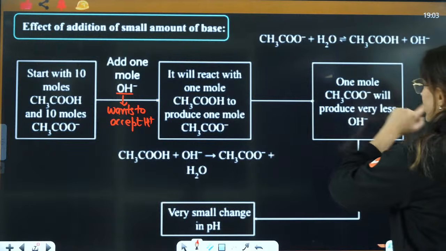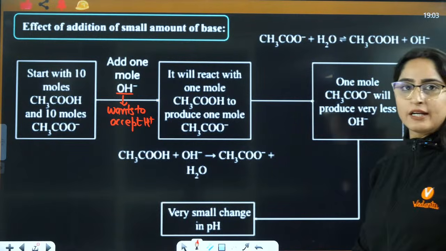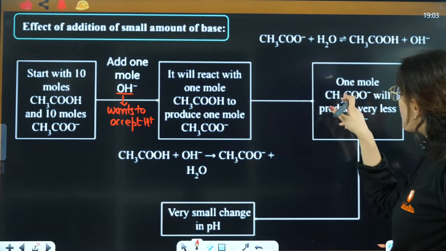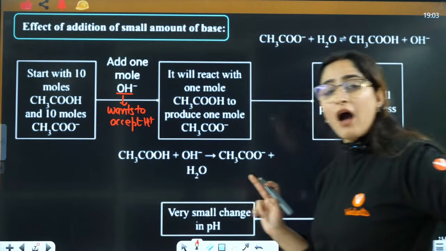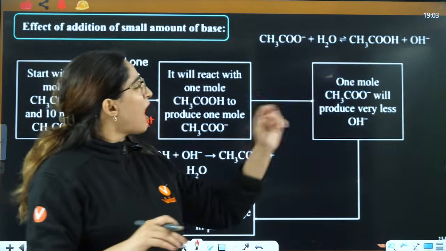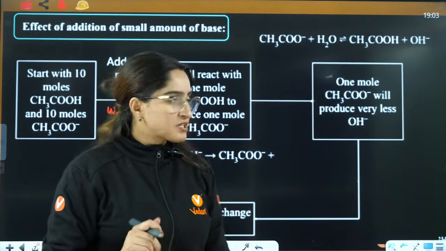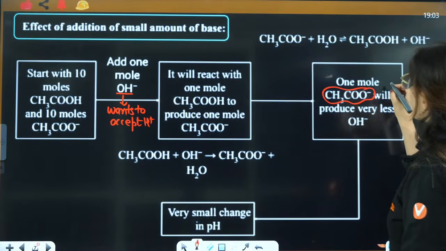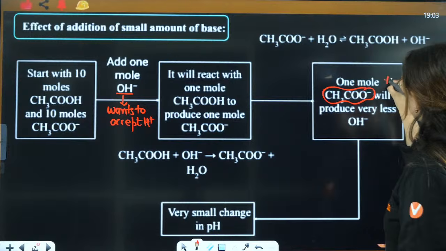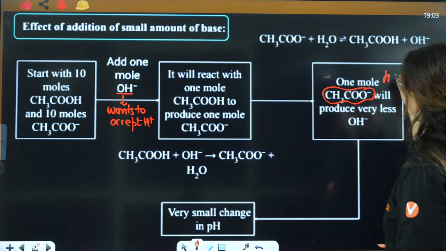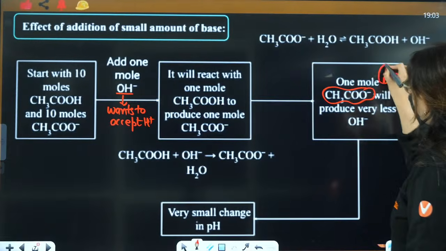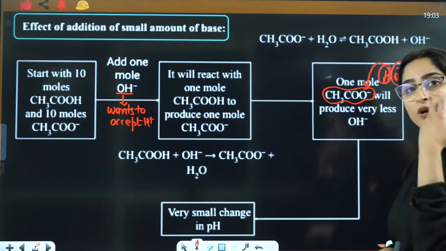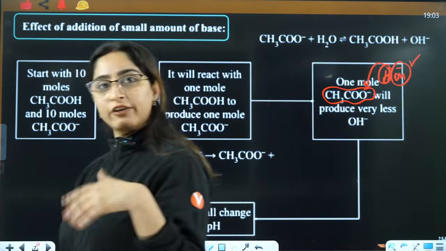1 mole of CH3COO negative will produce very little OH negative. Now we are saying that you have CH3COO negative. Now the other question is, ma'am, how can this produce OH negative? See, if I talk about water, from there H positive and OH negative are there. So it will eat H positive and give off OH negative, right? So the more it eats H positive, the more OH negative will be there in the solution.